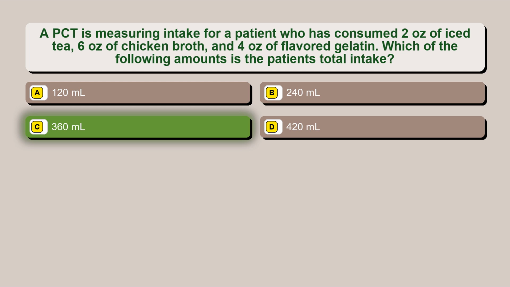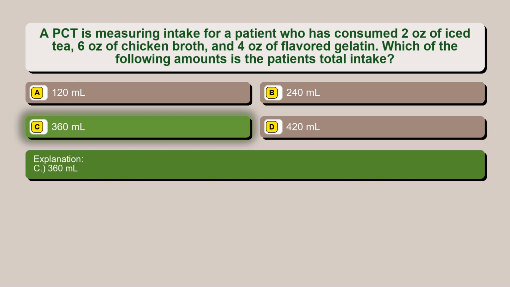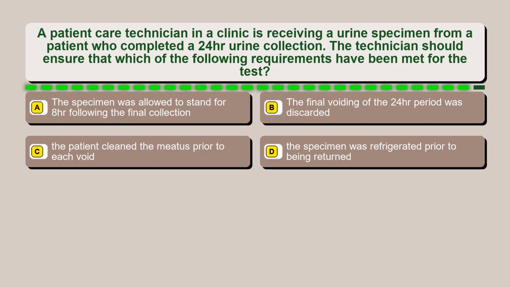The correct answer is option C, 360 ml. Question 15. A patient care technician in a clinic is receiving a urine specimen from a patient who completed a 24-hour urine collection. The technician should ensure that which of the following requirements have been met for the test? Option A. The specimen was allowed to stand for 8 hours following the final collection. Option B. The final voiding of the 24 hour period was discarded. Option C. The patient cleaned the meatus prior to each void. Option D. The specimen was refrigerated prior to being returned.